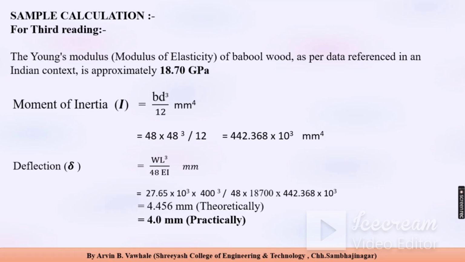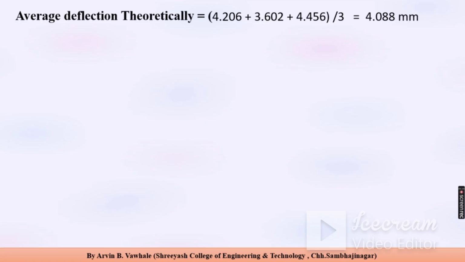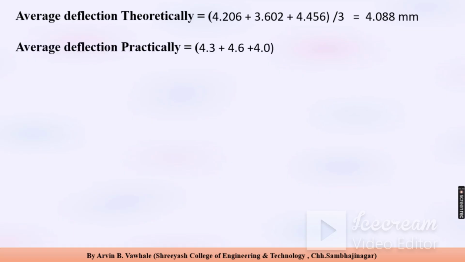For the third specimen, we get the deflection theoretically as 4.456 millimeters and practically 4 millimeters. The average deflection theoretically is equal to 4.206 plus 3.602 plus 4.456 divided by 3, which is equal to 4.088 millimeters. Similarly, the average deflection practically is equal to 4.3 plus 4.6 plus 4 divided by 3, which is equal to 4.3 millimeters.